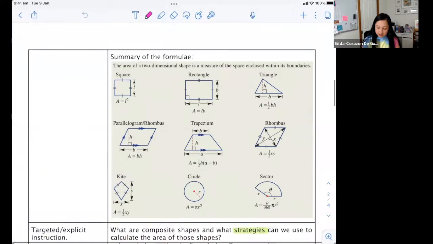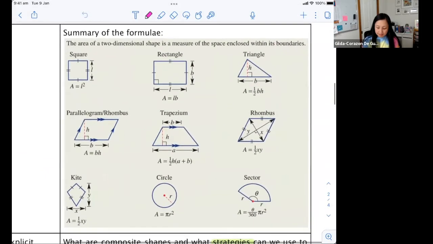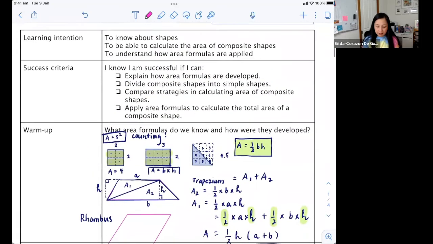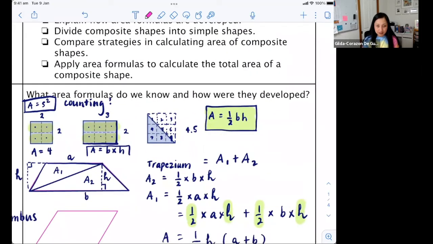To summarize, these are our area formulas, okay? We've got the square, we've got the rectangle, the triangle, the rhombus, which would just be the same for parallelograms. We've got the trapezium and also the kite, and also the circle. For maybe the next lesson, this is what we will be focusing on, which would be sectors or simply a fraction of your circle. Okay, so I think we've answered the first question. Our first goal is, what are the area formulas that we know and how are they developed, right?